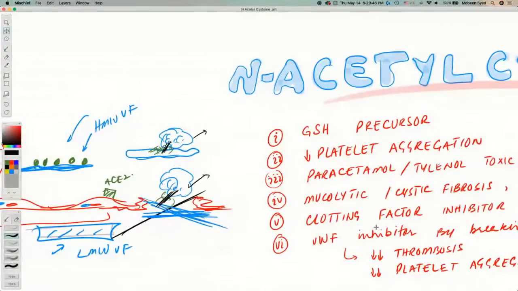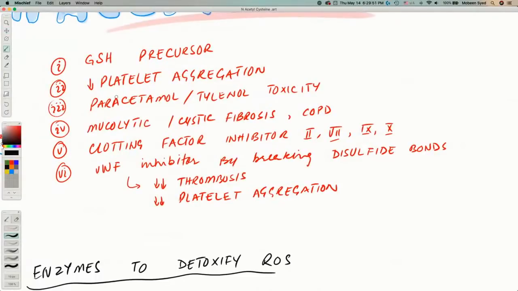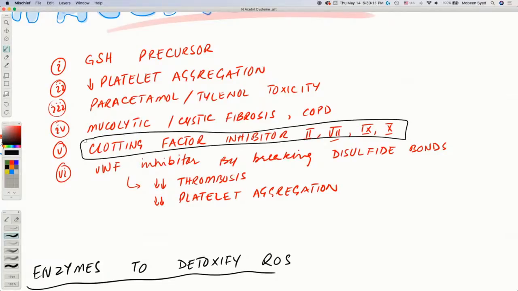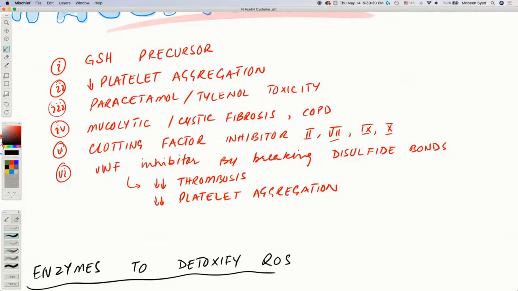So that then, going back here, this is the platelet aggregation we just talked about. Paracetamol, Tylenol toxicity management, we already talked about it. Mucolytic, so cystic fibrosis and COPD patients used to use them because it breaks the mucus plugs. We just talked about that as well. Then a direct factor of reducing the function of coagulation factor 2, 7, 9, and 10. That is also its direct evidence-based observation. I do not know the exact mechanism for how it does it. I would suspect it works the same way, by attacking the disulfide bonds, but I'm not sure. So it reduces the clotting by reducing the factors' activity as well.